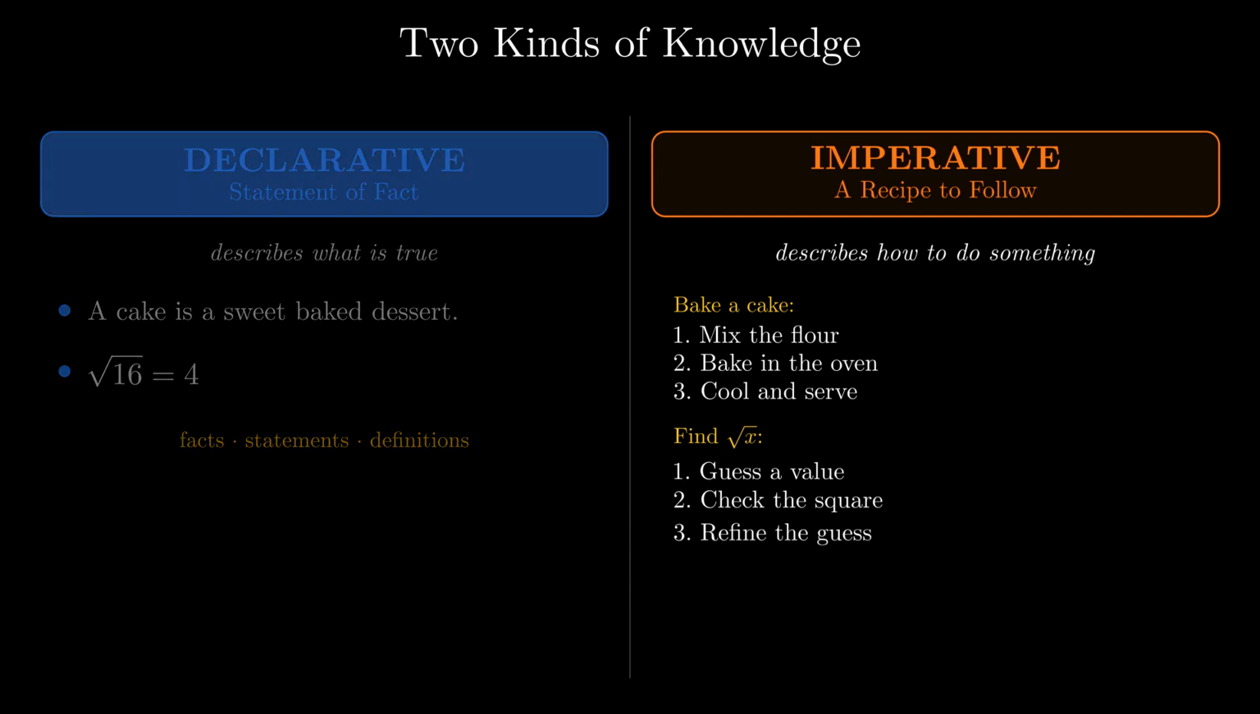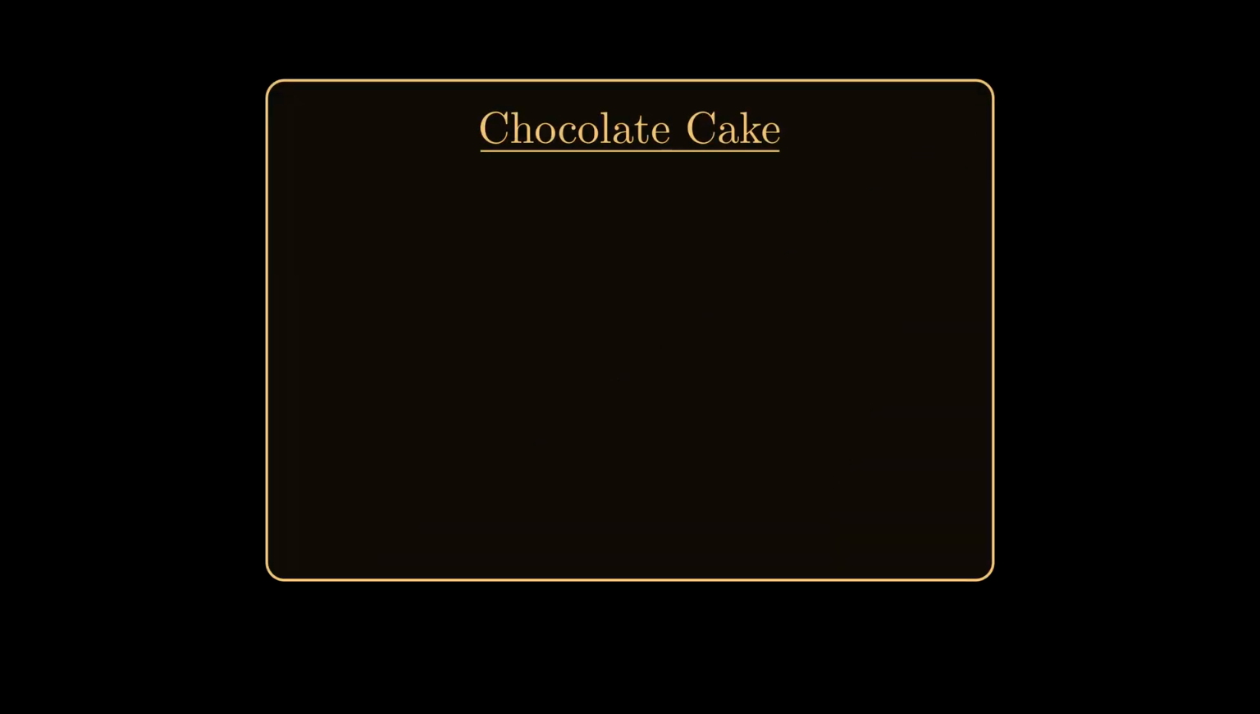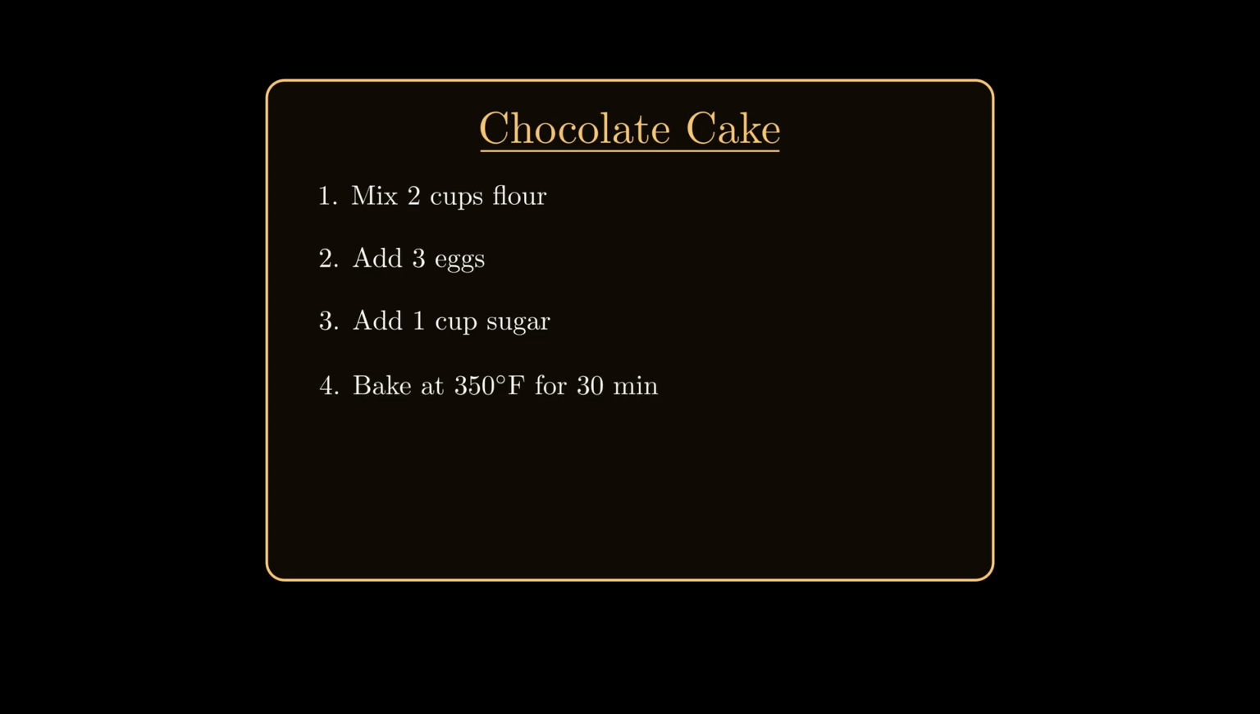Computers cannot use facts directly. A definition tells a machine what the answer looks like, not how to find it. Computers need imperative knowledge, they need recipes. Let's anchor this with cake. The sentence, a cake is a sweet-baked dessert, won't feed anyone, but a recipe will. Combine 2 cups of flour, 3 eggs, 1 cup of sugar. Bake at 350 degrees for 30 minutes. That's imperative knowledge in everyday life.